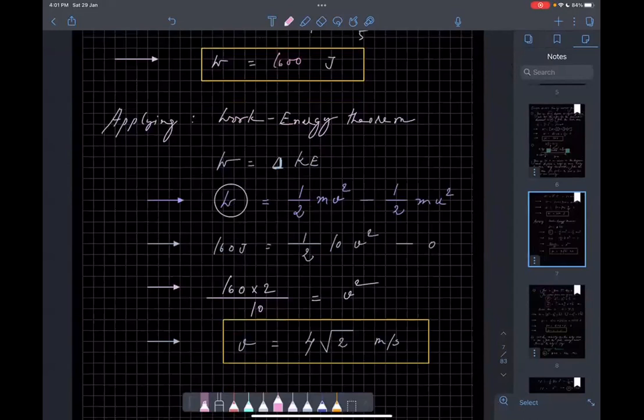So here we are applying the work energy theorem and finding what the final velocity is. So this is 1600 joules, right? 1600 into 2 by 10. So I think it is how much? 320.